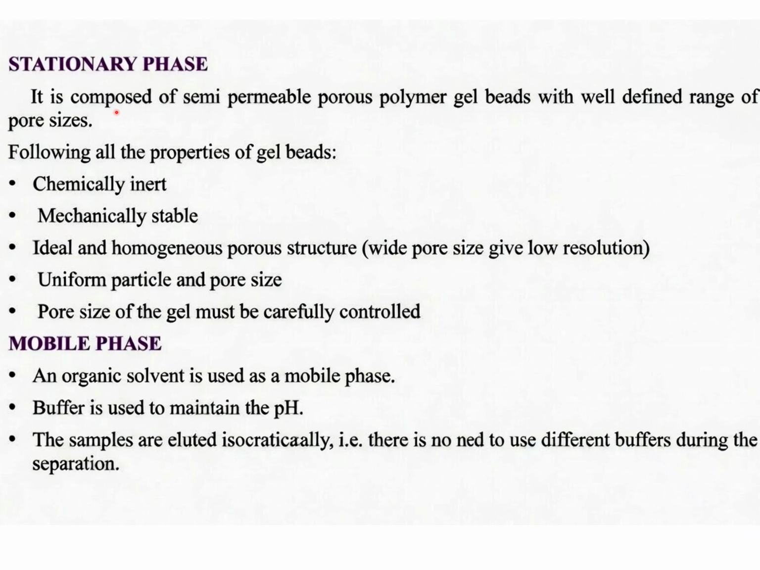First, the stationary phase. It is composed of semi-permeable porous polymer gel beads with a defined range of pore size. They should be chemically inert, mechanically stable, with an ideal and homogeneous porous structure and uniform particle and pore size. The pore size of the gel must be carefully controlled. Then the mobile phase. An aqueous buffer is used as the mobile phase, to maintain the pH.